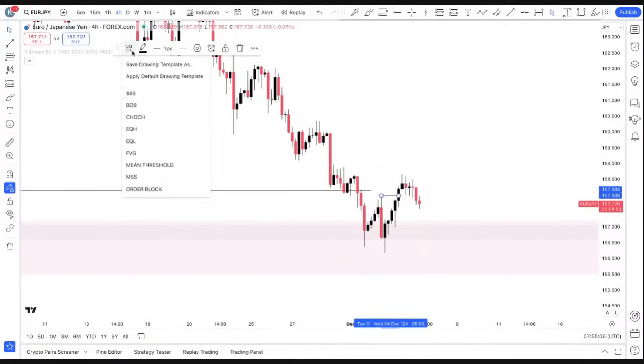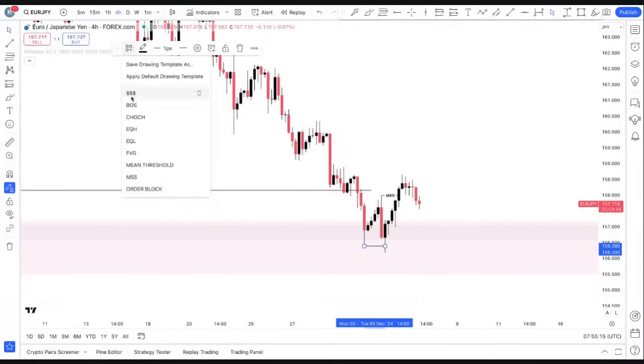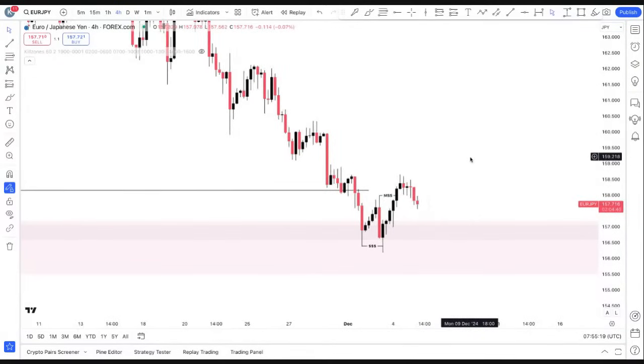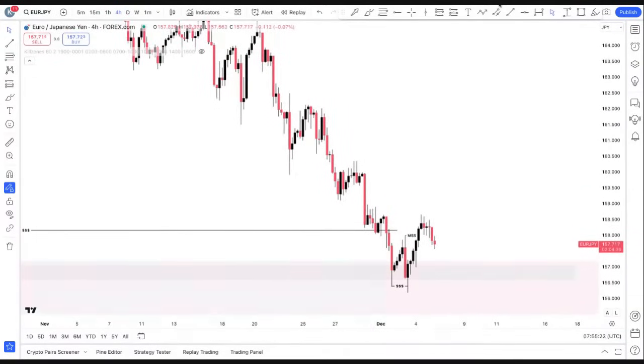And every time you see a market structure shift or change of character, as other people call it, or CISD, change in state of delivery, as other people call it, it simply means that price is about to start a directional movement in a new direction.